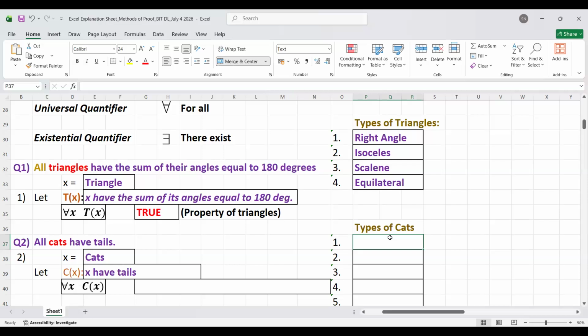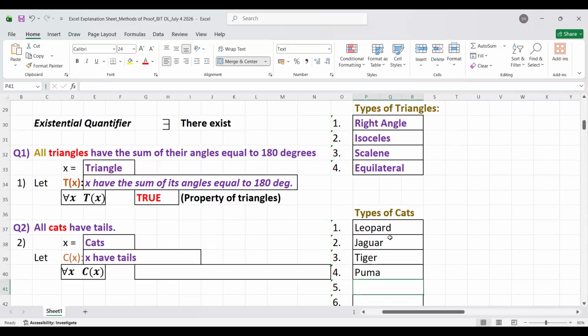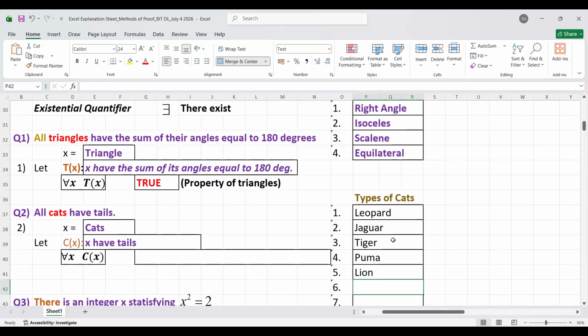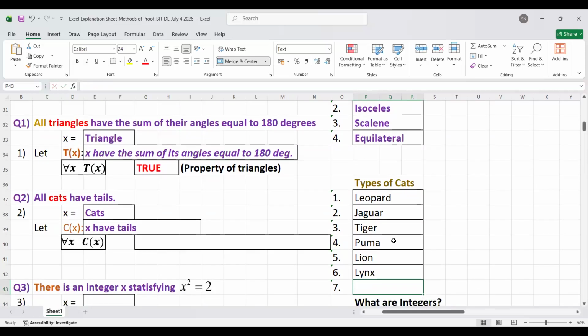Leopards. Yes, leopard. Jaguar. Yes, jaguar. Tiger. And then you have the others: puma, cheetah, lion, bobcat, lynx. So all these are cats. They are all the family of cats.